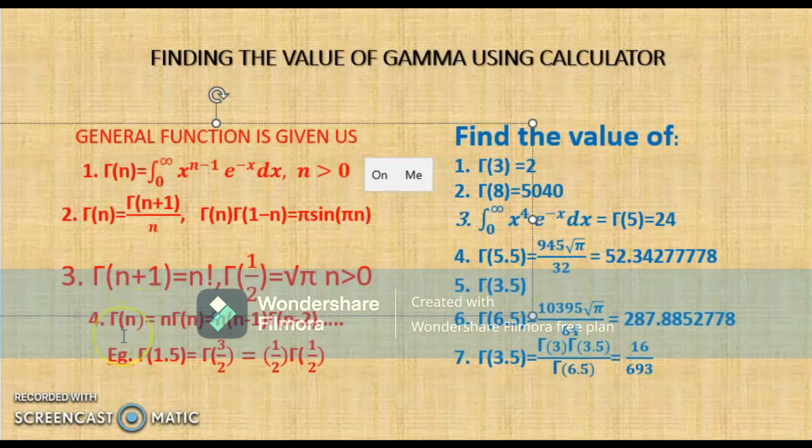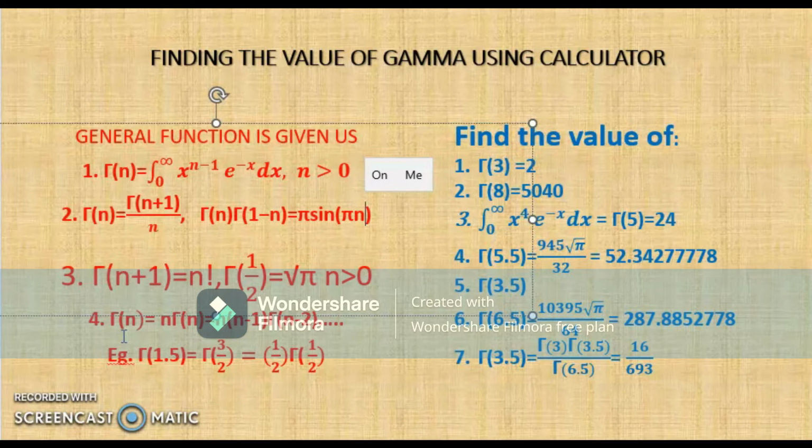And the fourth identity I want us to take note of is gamma of n can be expressed as n minus 1 times gamma of n minus 1, which is equal to n minus 1 in brackets, n minus 2, gamma of n minus 2, in that series. So when I've been given gamma of 0.5, which is the same as half, I can easily express it as root pi.